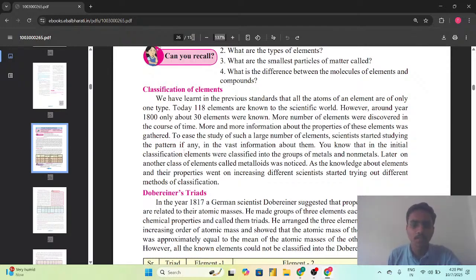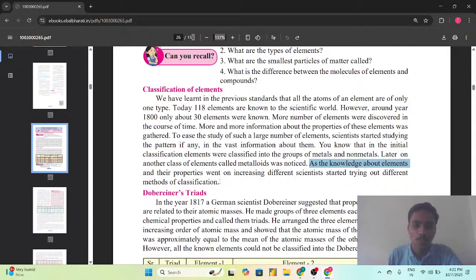You know that in the initial classification, elements were classified into the groups of metals and non-metals. Again, यहाँ पर एक concept आती है, what are these metals and non-metals? For this also we have studied in class 8 about metals and non-metals. We have one separate chapter. But apart from that, we will also see about metals and non-metals in the further part. Later on, another class of elements called metalloids was noticed. So metals, non-metals and metalloids, all three are very important.